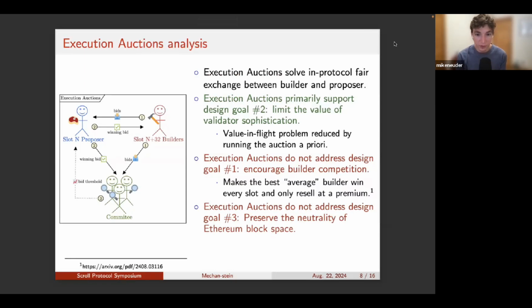And for design goal number 3, preserving the neutrality of Ethereum block space. Again, this is the exact same as previously, which is we have a small set of builders. They're going to have total exclusion discretion, and they're going to be responsible for the set of transactions that get included. And we don't want to rely on them for the neutrality of the protocol. That's just fundamentally broken in terms of censorship resistance and credible neutrality.